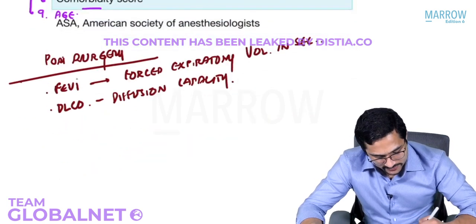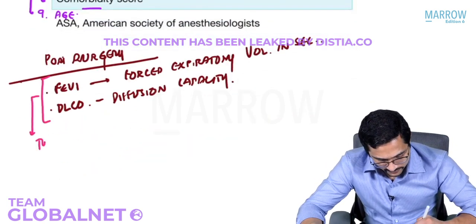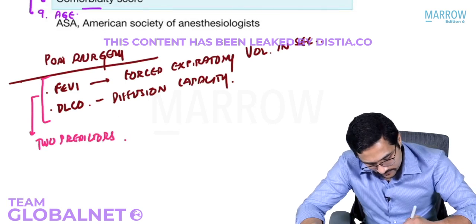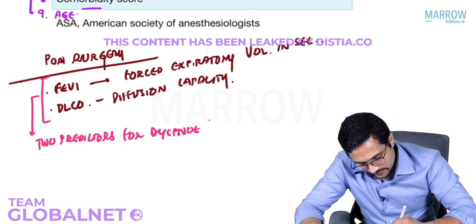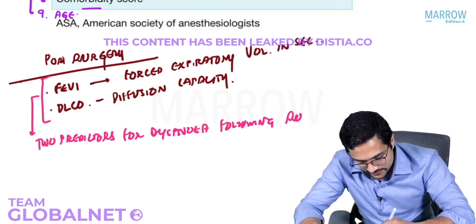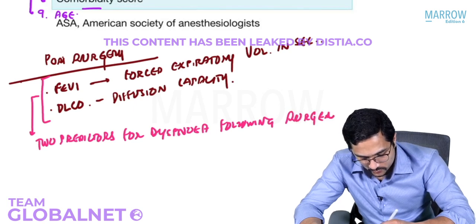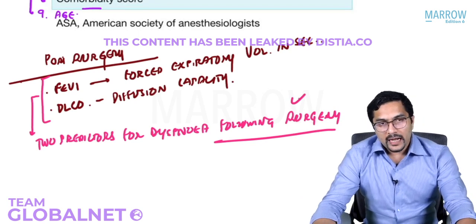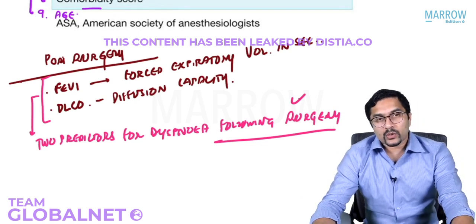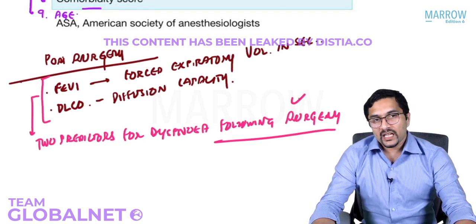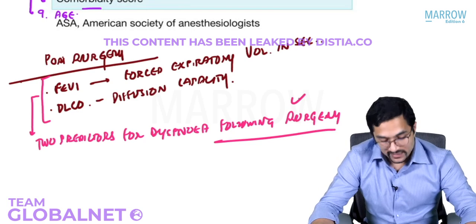These are the two predictors for dyspnea following lung surgery. So after surgery, these two are the major predictors used to predict whether the patient is going to develop dyspnea or not. And prior to surgery, we look at the thoraco score, and that will tell us the risk of mortality if this patient undergoes thoracic surgery.